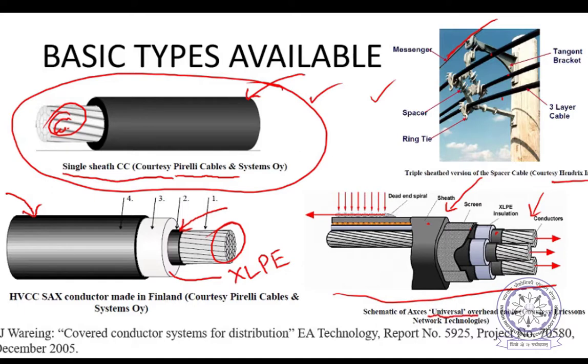Universal overhead cable. So it is Ericsson company has produced this one. So this is of course being universal has no problems at all, but it is costlier than all other types of conductors. So you can see these 4 options are available, of course, with slight modifications. Several types of cables are available in the market nowadays. So these are the basic types.